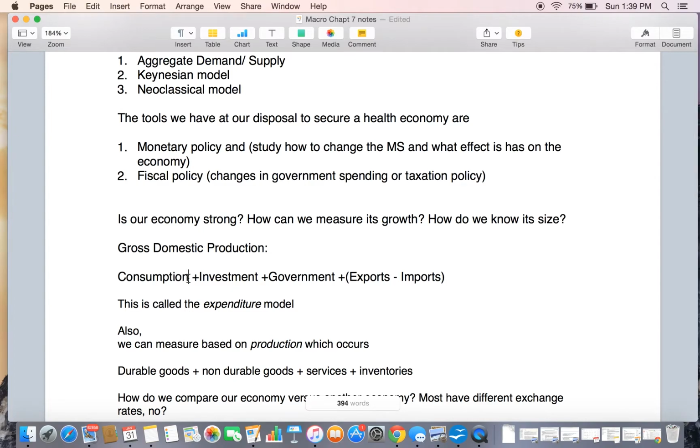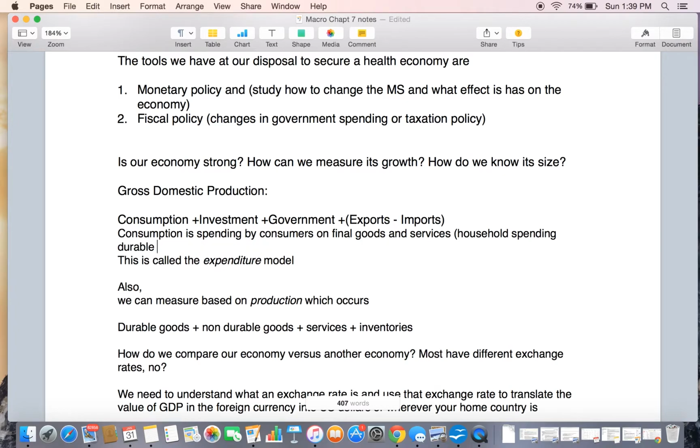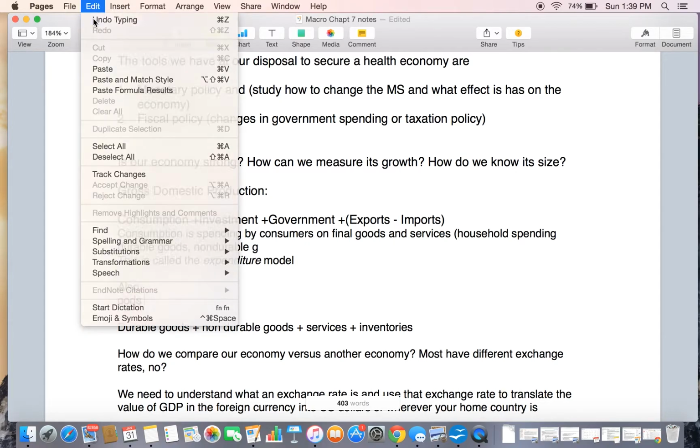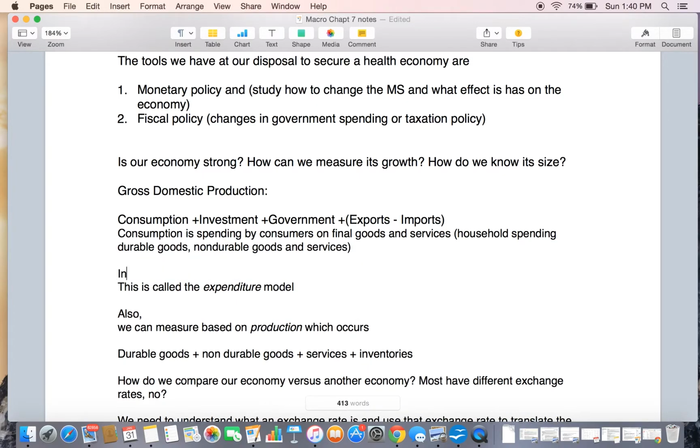Now, consumption is going to be the spending of consumers, so actually, I'll put this below, on final goods and services. Okay, so this would be households generally. Household spending. And they can buy durable goods, non-durable goods, and services. An investment is going to be done by the business investing community.